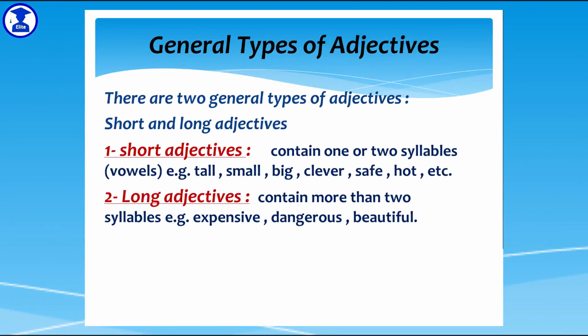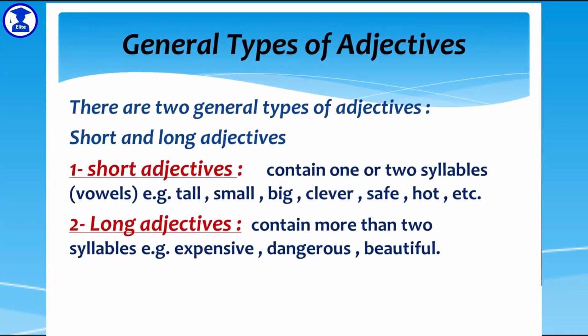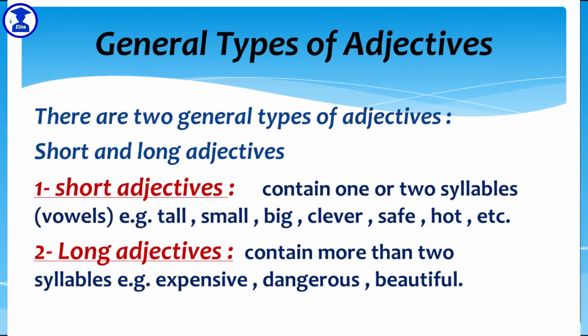Generally speaking, there are 2 types of adjectives regarding the number of syllables in them. The first kind is called short adjectives. Short adjectives contain 1 or 2 syllables, or 1 or 2 vowels, such as tall, small, big, clever, safe, hot, etc. While long adjectives contain more than 2 syllables or more than 2 vowels, such as expensive, dangerous, beautiful, etc.